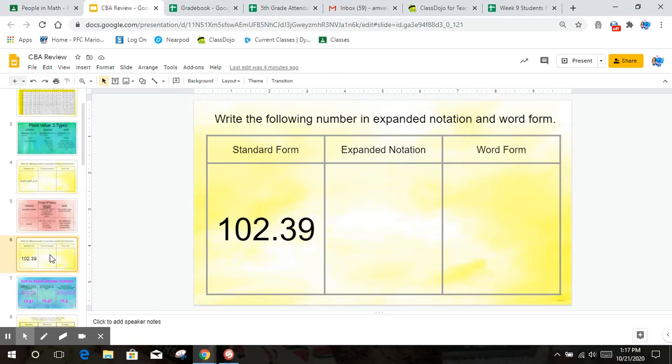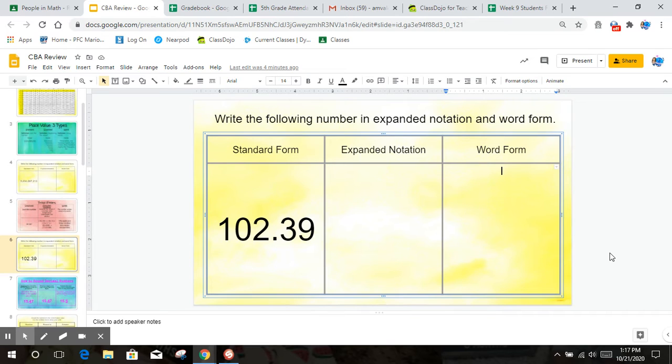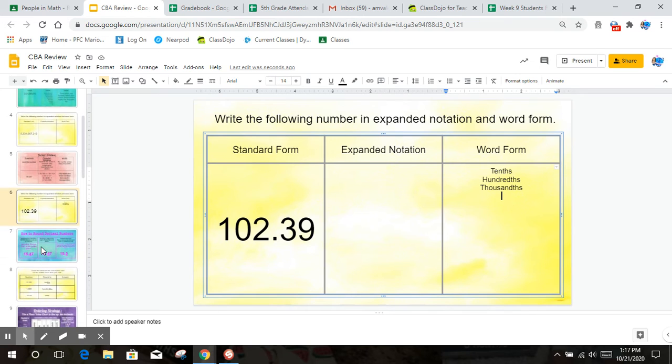So then I gave it to you for this one. And for this one, again, expanded notation and then word form. Most of you got this right. However, you were misspelling tenths, hundredths, and thousandths. So I'm going to write that here just in case. That's tenths. This is hundredths and thousandths. Okay, so that's how you spell it. You don't put 10, 100, and 1,000. It's tenths with the THS, hundredths with the THS, and thousandths with the THS at the end. That's how you show that these are decimals and not whole numbers.